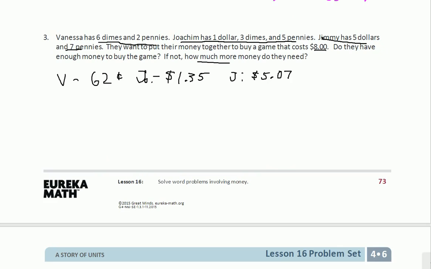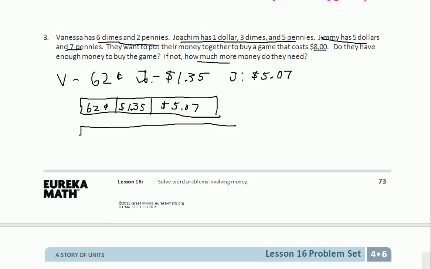Okay, so we know how much each has. Vanessa 62 cents, Joachim has $1.35, and Jimmy has $5.07. They need $8. So what we need to do is put all that amount into a tape diagram. This is all their money that they have. They have 62 cents, and they have $1.35, and then they have $5.07. And then we need to know if they have enough, and if they don't, how much more.